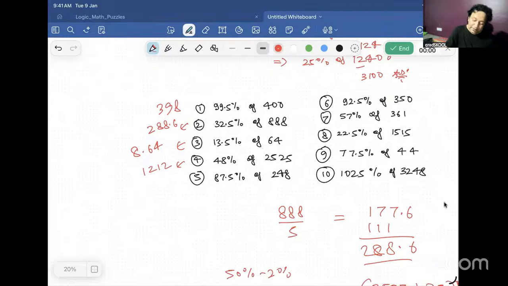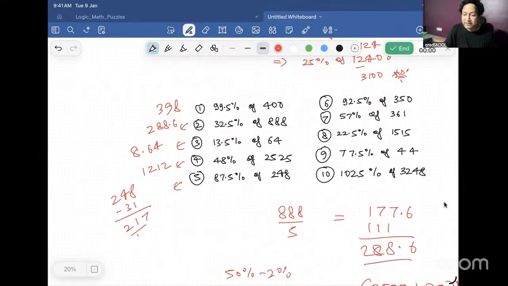Got this. Now next one, it is 87.5%. It is 12.5 less than 100. That means 1/8 less. 1 by 8 of 248 is how much? 8 3s are 24, 8 1s are 8. So here I get 217 as the final answer.